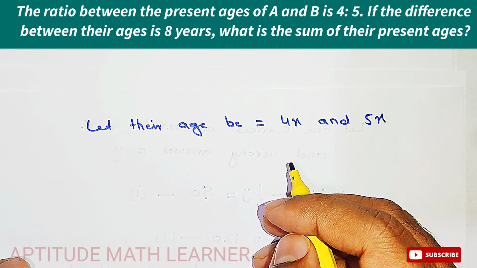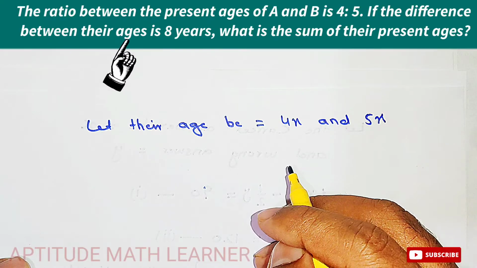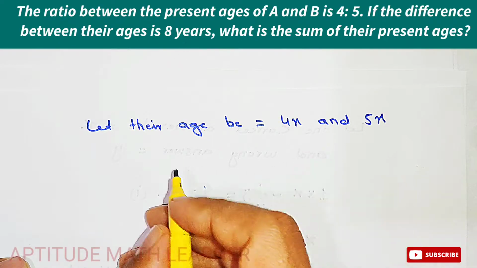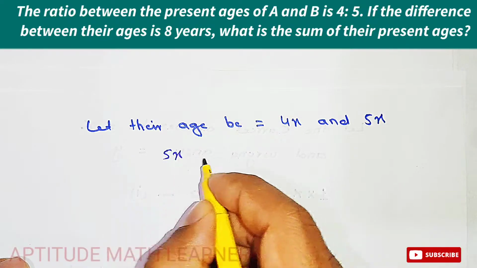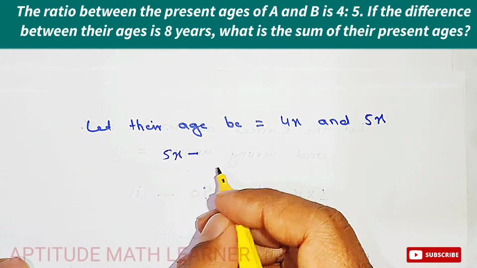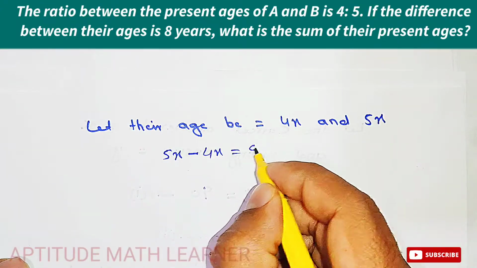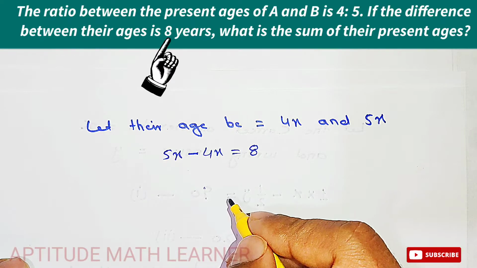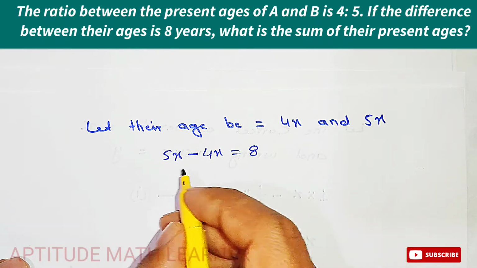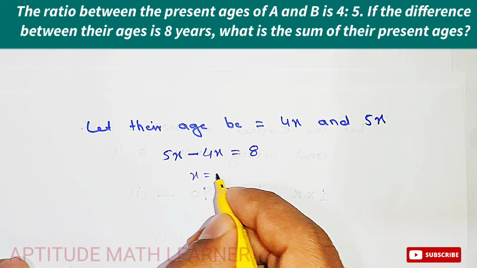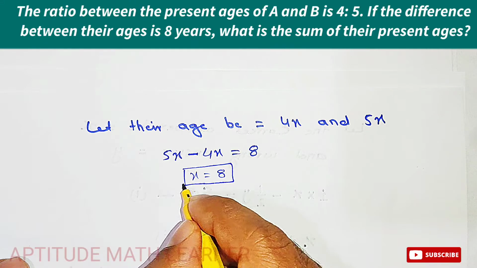Now in the next part of the question, it says the difference between their ages is 8 years. So here we take the greater, that is 5x, and the difference means minus 4x, and the difference is 8 years. I hope you have understood this. So here we get x is equal to 8. So this is the value for x.